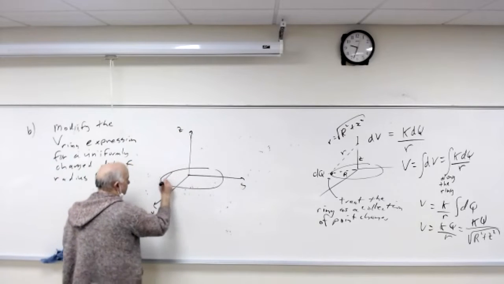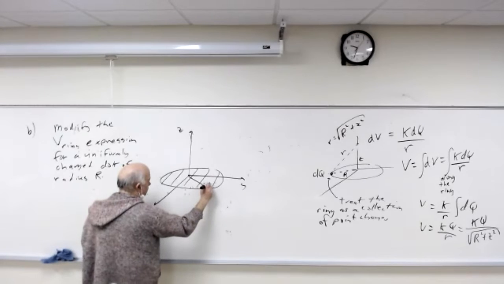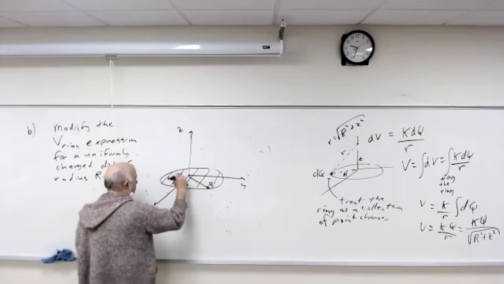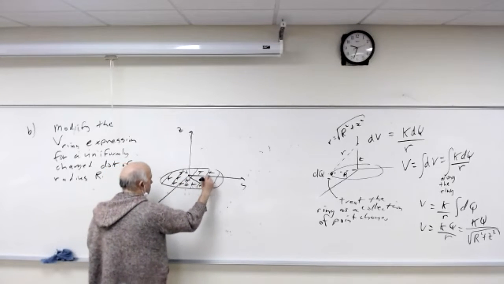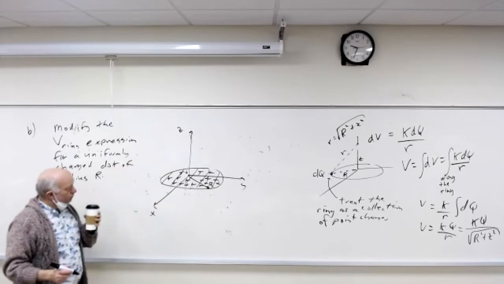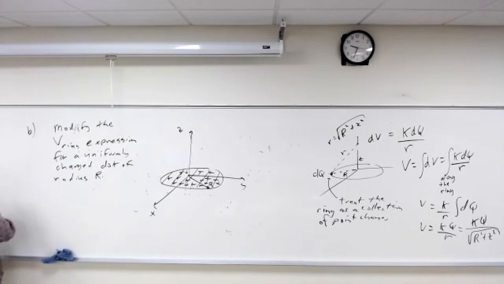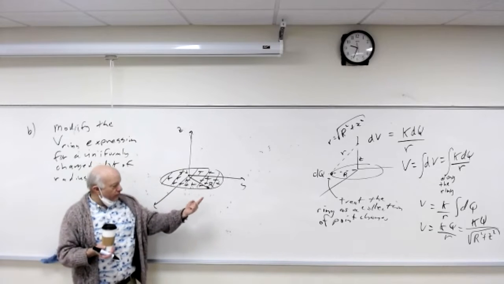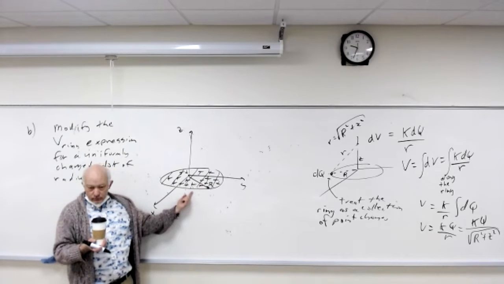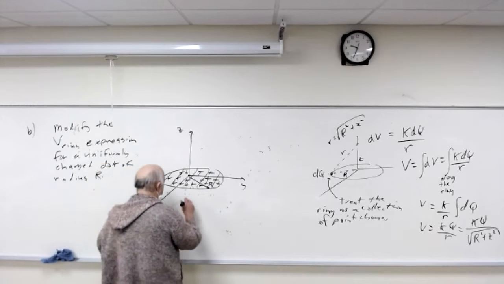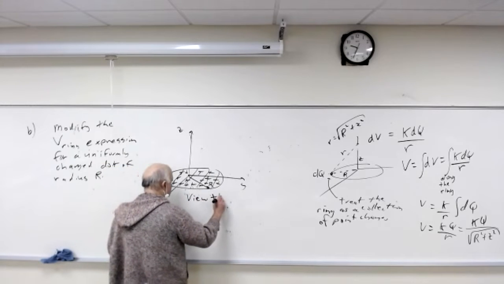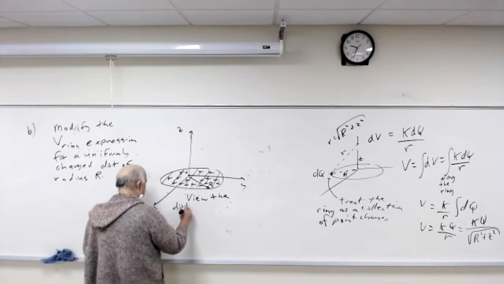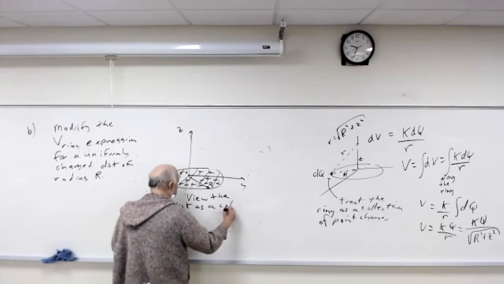So here's a disk. That's R and it's uniformly charged, so there's positive charge. So how do we do this? We want to integrate from 0 to R the rings. Why did I have you do the ring over here? You can view the disk as a collection of rings. So what we're going to do is view the disk as a collection.